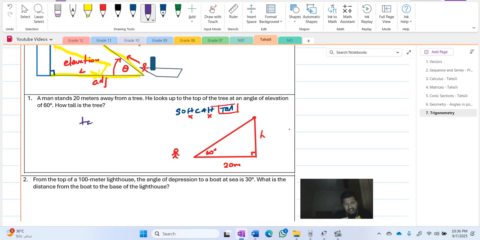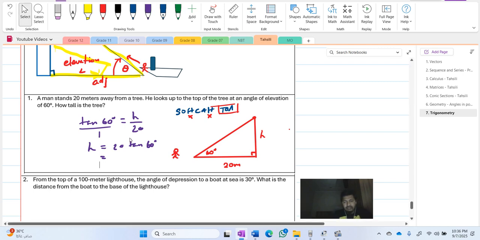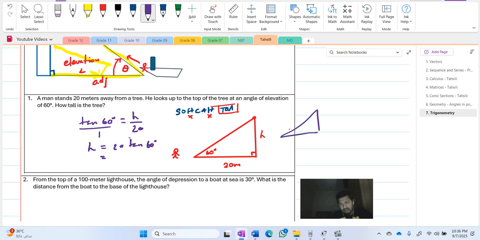So we say tan 60 degrees is equal to h over 20. And then we cross multiply, h is equal to 20 tan 60. And we know tan of 60 is a special angle. You can use the 30-60-90 triangle. We know 30 degrees is here, 1, 2, sine of 30 is half, that's root 3. So tan of 60 is root 3 over 1, so 20 root 3. You can type this on the calculator and get a final answer.